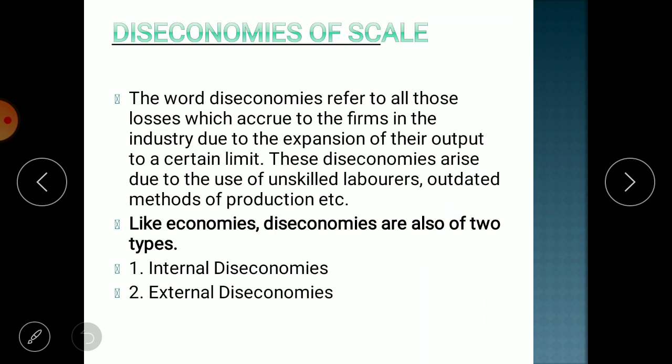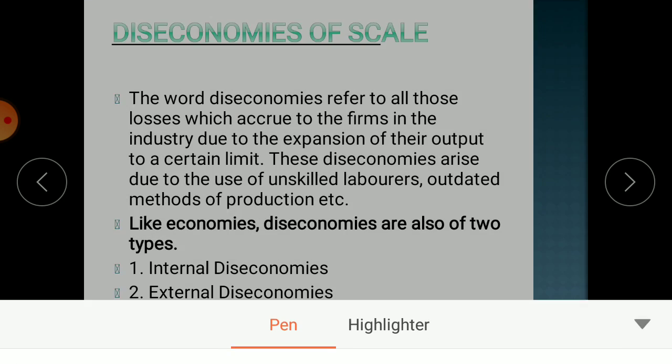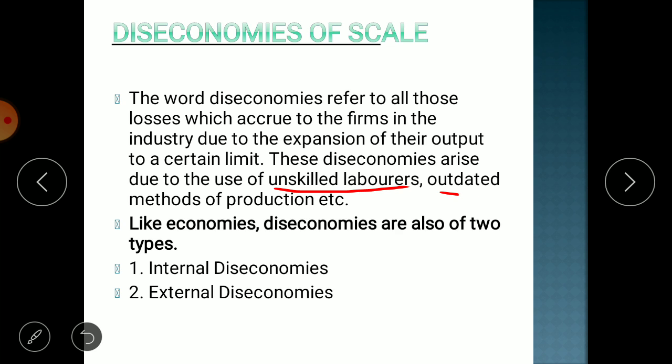The word diseconomies refers to all those losses which accrue to the firms in the industry due to expansion of their output to a certain limit. That we have just seen in the graph: if you go beyond a limit for expansion, then there is diseconomies of scale. These diseconomies arise due to the use of unskilled laborers, outdated methods of production, etc. Here, one thing we should note is that diseconomies are because of the use of unskilled labor and outdated methods of production. These two could be the main reasons for diseconomies of scale.